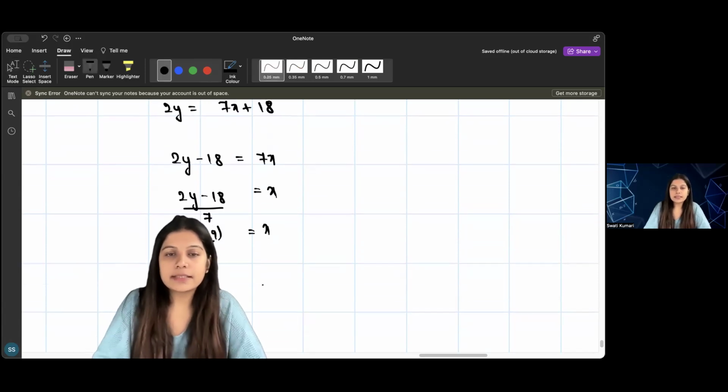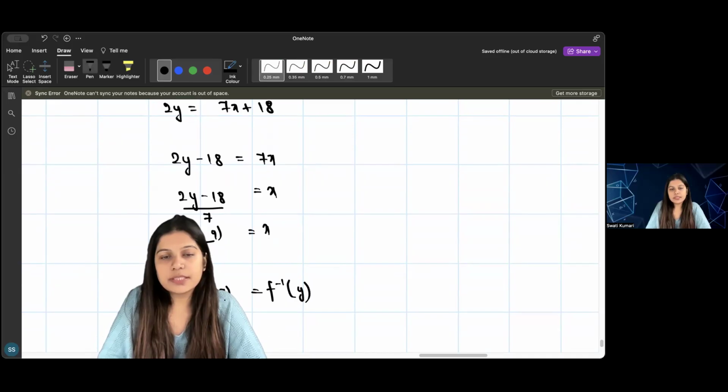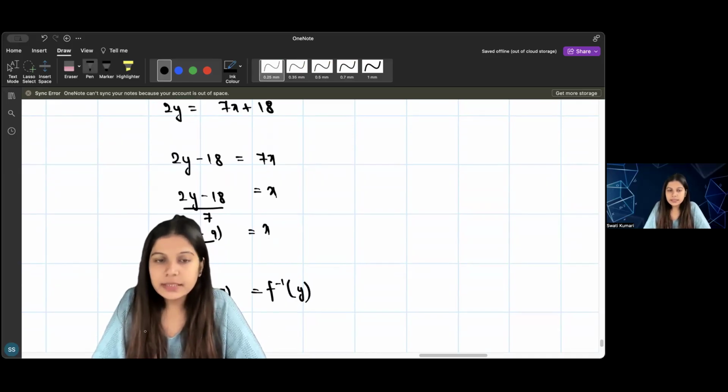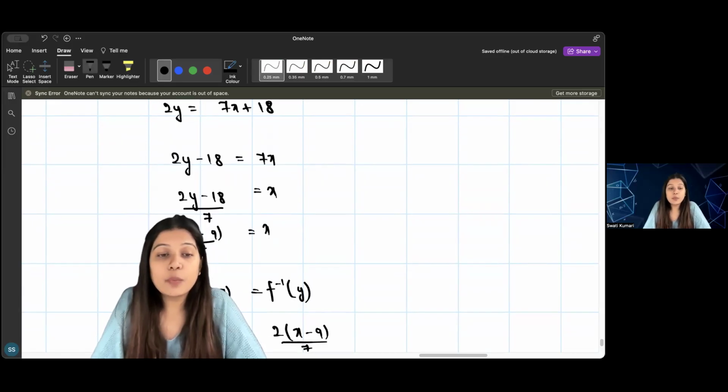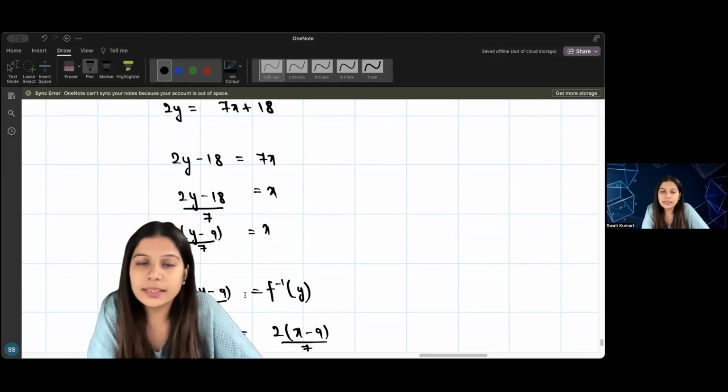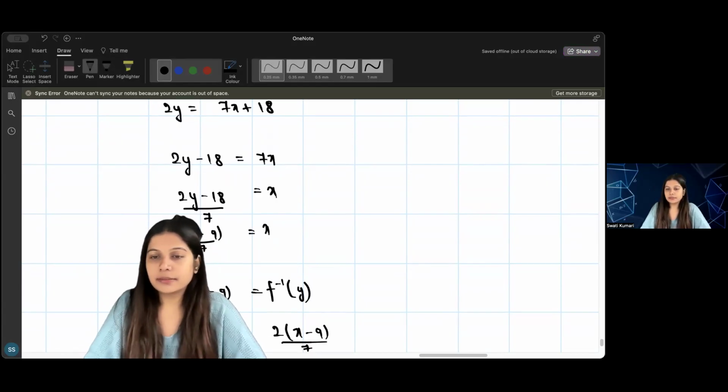And that's it. x is nothing but f inverse y. So I've got f inverse y, which is 2 times y minus 9 over 7. And replacing the y with the x, you are getting the inverse of the function: 2 times x minus 9 upon 7. We have just replaced the y with the x. And that's it. Okay, we can do one more question and that's it.